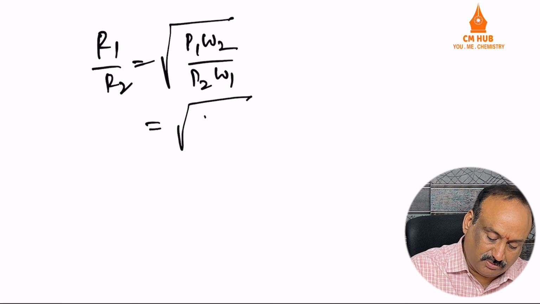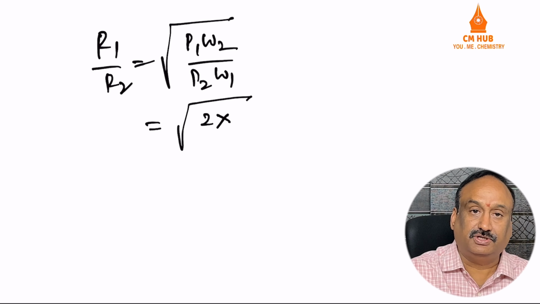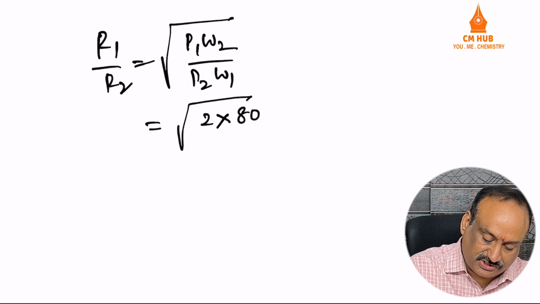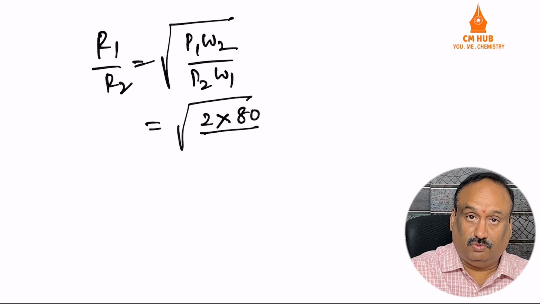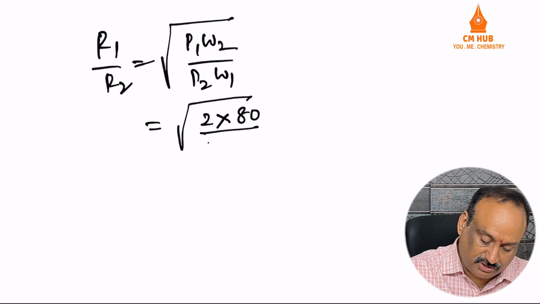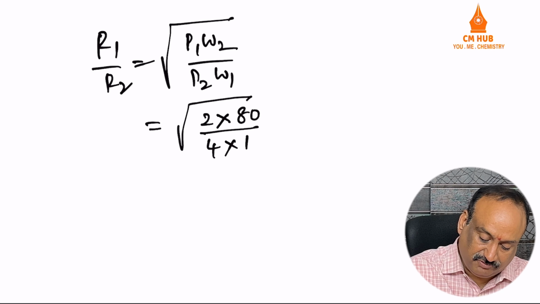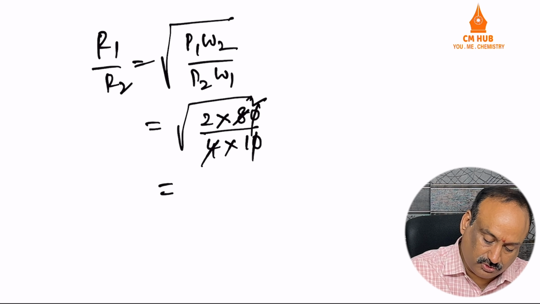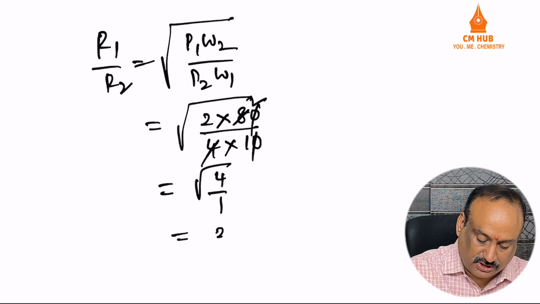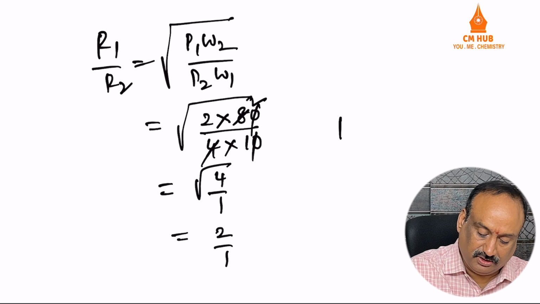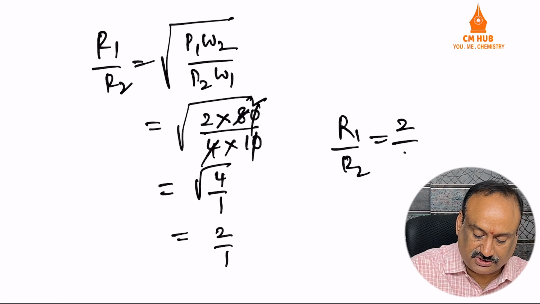So what is the initial pressure? 2 atmospheres. What is the weight of the second gas? 80 grams. What is the pressure of the second gas? The pressure of the second gas is 4 atmospheres. What is the weight of the first gas? 10 grams. So this one goes off, 4 by 2 is 2. You get under root 4 by 1. What is under root 4 by 1? 2 by 1.